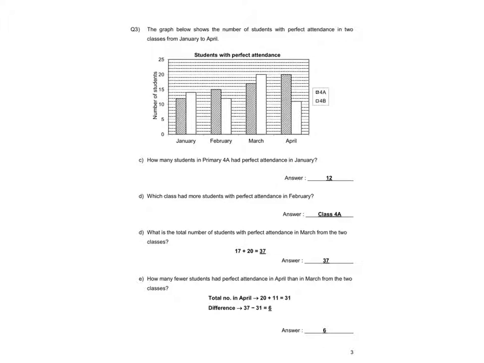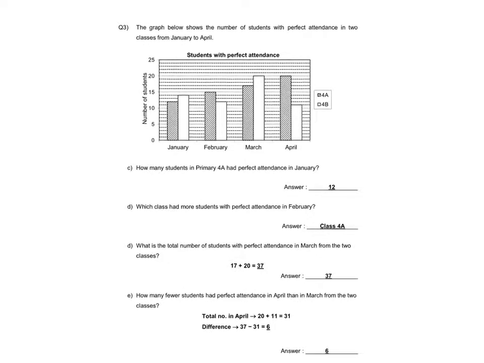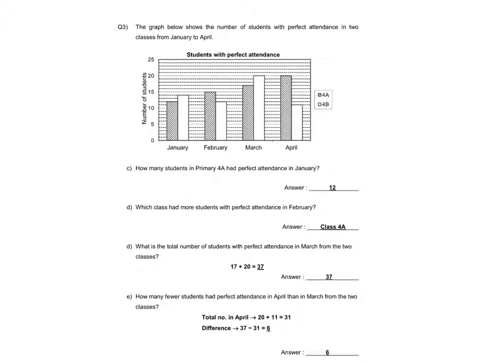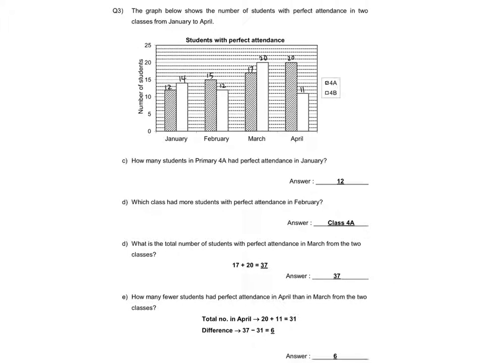The next question is a multiple bar graph. Let's take a look. How many students in 4A? 4A is the one shaded, and 4B is the one that is not shaded. So how many students? Same thing, I write the numbers for this. So I write down already. Let's take a look.